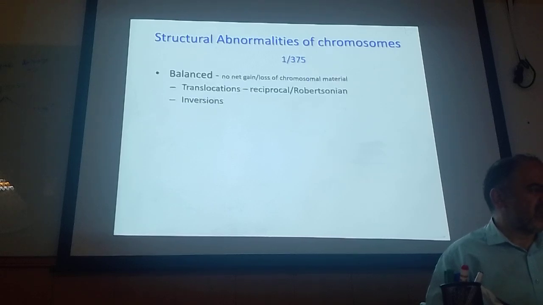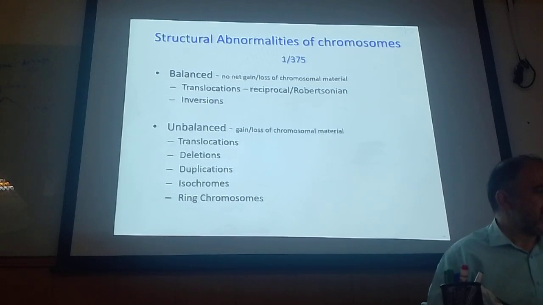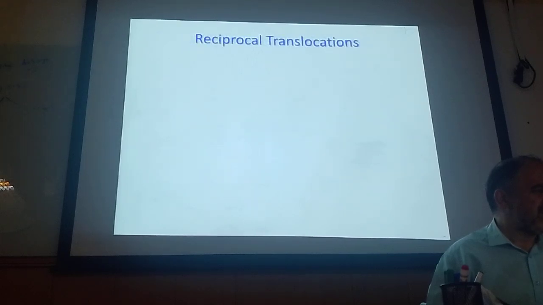A structural chromosomal abnormality would be 1 per 375. It can be balanced, reciprocal, or Robertsonian. Robertsonian for chromosome acrocentric, reciprocal for other chromosome. It would be unbalanced resulting in deletion, duplication, isochromosome, ring chromosome. I will not go through them because it's too much and very hard to understand.